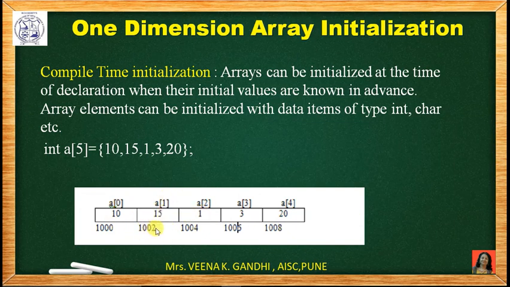Here the next number is stored at 1002 because memory is allocated for each element in the array. The first element is stored at 1000, and the second, being int type, requires 2 bytes under a 16-bit compiler. So the next number will be stored at 1002, the next at 1004, then 6, then 8, like that. So an array index starts from 0, 1, 2 till size minus 1. The size here is 5, so 5 minus 1 is 4.